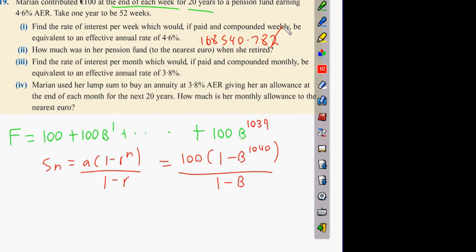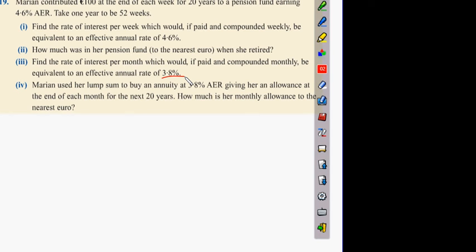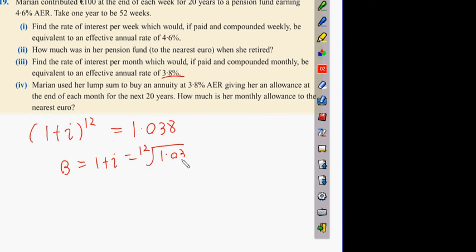Now, find the rate of interest per month which would, if paid and compounded monthly, be the same thing as a yearly rate of 3.8%. So this one is a monthly question, sorry. So it's going to be 1 plus i to the power of 12, because it happens 12 times in 1 year. And when it happens 12 times, it has to be the same thing as 1.038. This time we're going to have a new B value. Our new B value is 1 plus i, and it is the 12th root of 1.038.